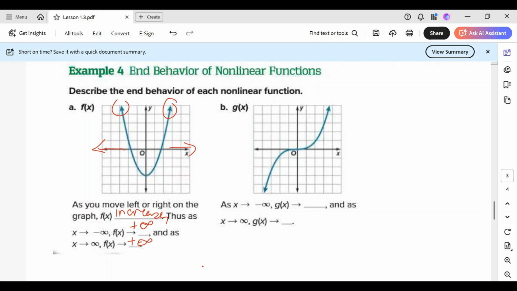On the g of x equation, notice as x goes negatively, y goes negatively. So as x goes to negative infinity, g of x goes to negative infinity. As x goes to positive infinity, the y goes to positive infinity. So as x goes to infinity, g of x goes to positive infinity.